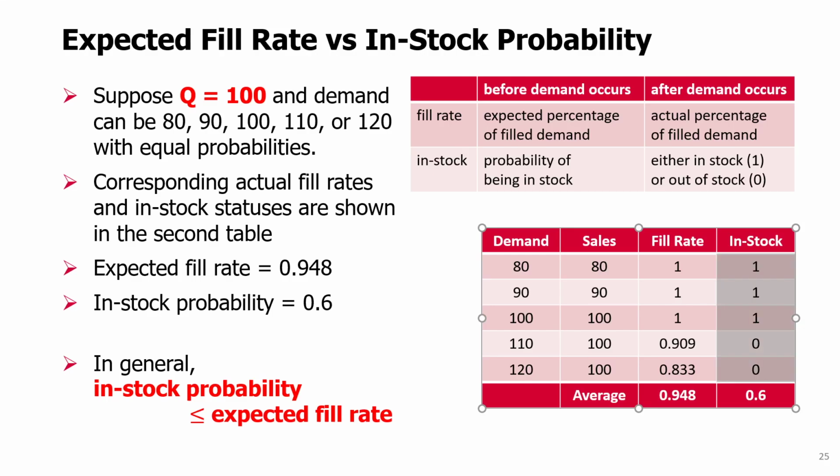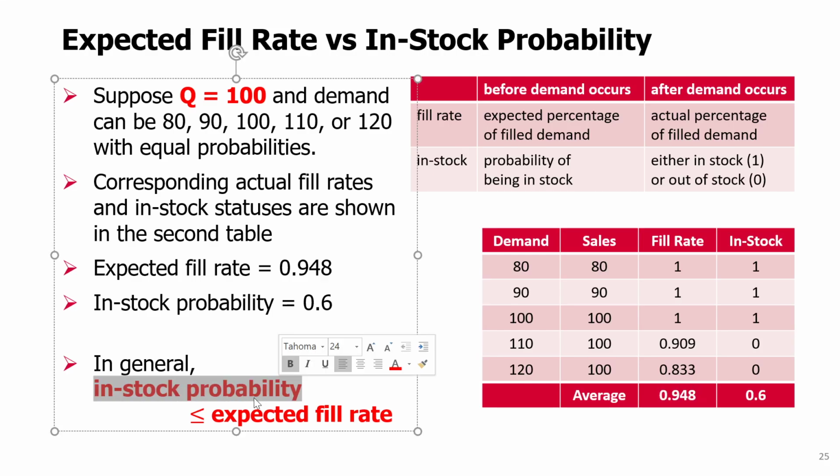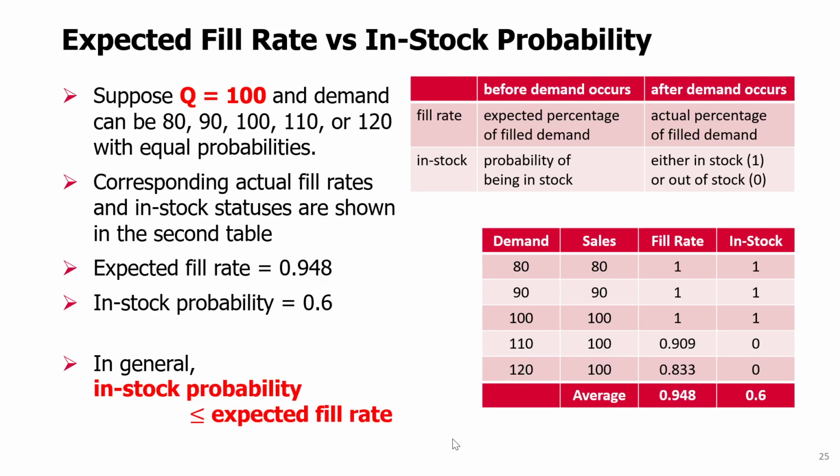So you can see because of this relationship, right? Because when we satisfy all demand, both measures are 1, fill rate and in stock. But when we satisfy part of the demand, this measure just drops by a small percentage, whereas this measure drops to 0. If you consider expected fill rate, which is the average of all possible actual fill rates, and expected in stock value or probability of being in stock, which is the average of all those actual in stock statuses, then you see that in stock probability will always be less than or equal to the expected fill rate, right?